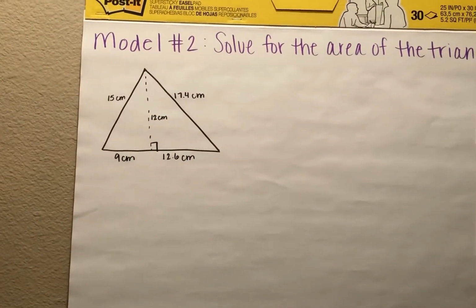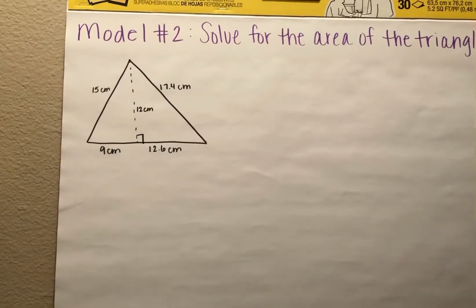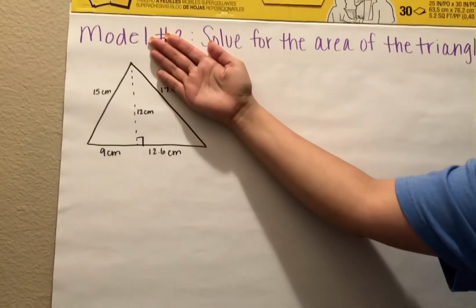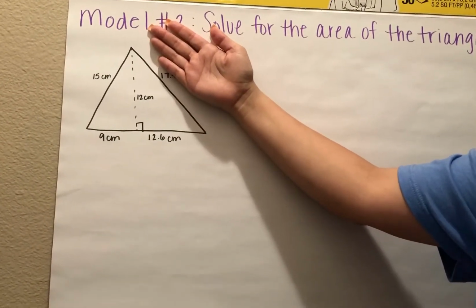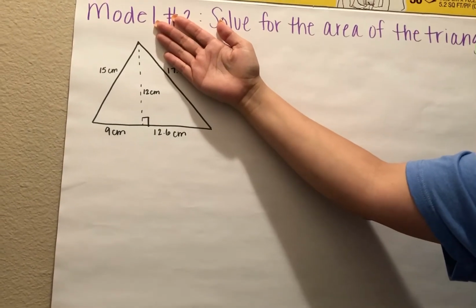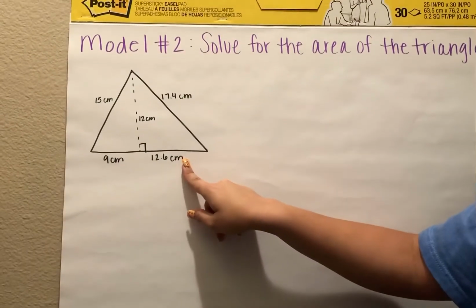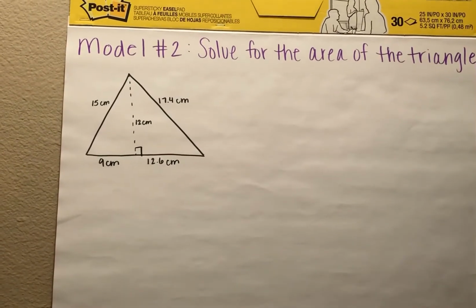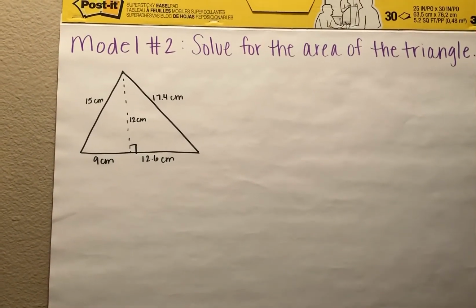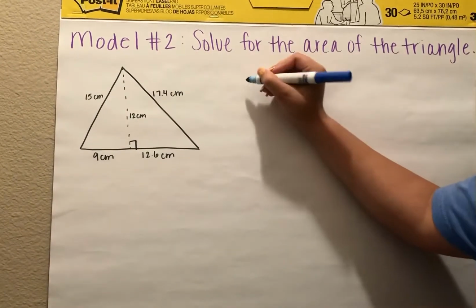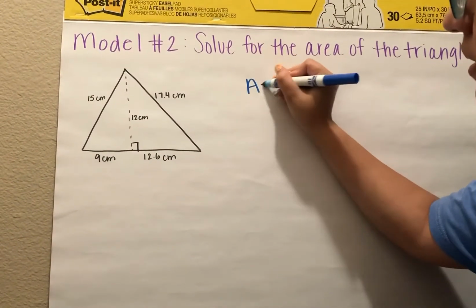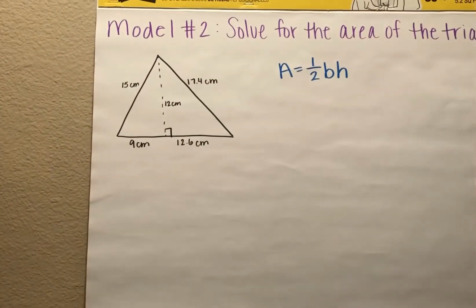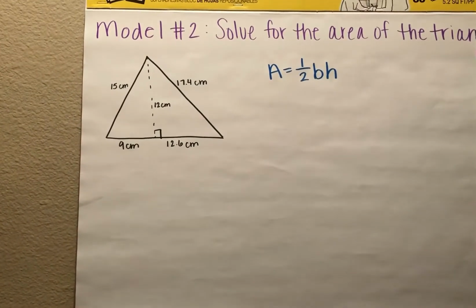I see that this acute triangle, if I copied it and I moved it up here, it would make a parallelogram. And I know that a formula for the parallelogram is base times height. And if this acute triangle is half of that parallelogram, then I can still say that the formula for the area of a triangle, for any triangle, would be area equals half base times height, just like it is for a right triangle.